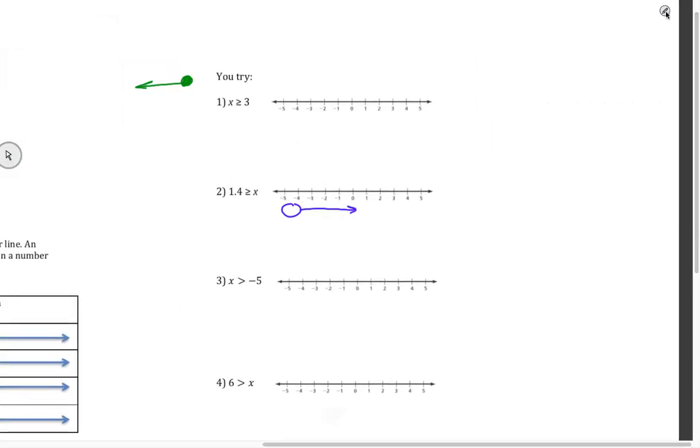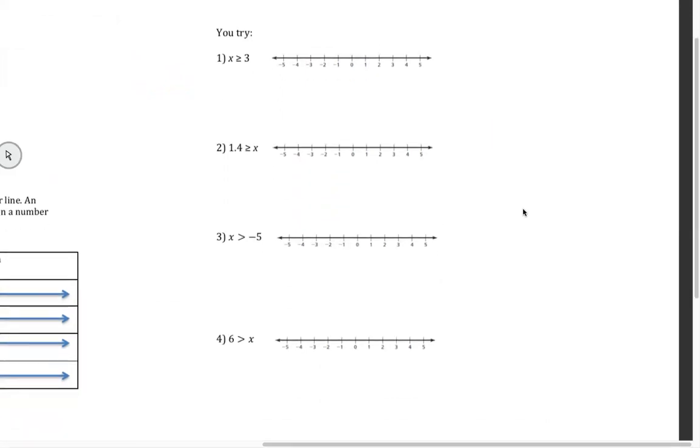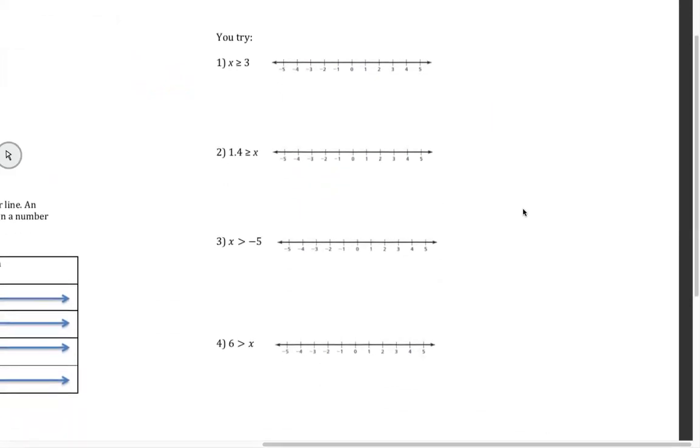All right, you guys try. There are 4 problems on the next page. I want you guys to try. And with number 2, don't worry that it's 1.4. Just estimate it. You'll be okay.